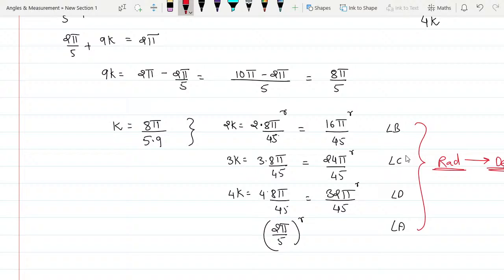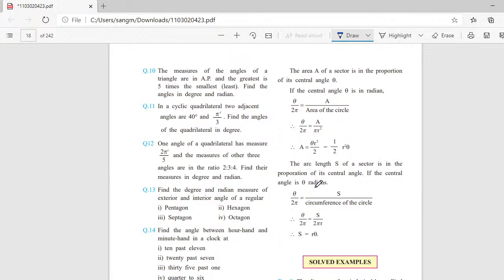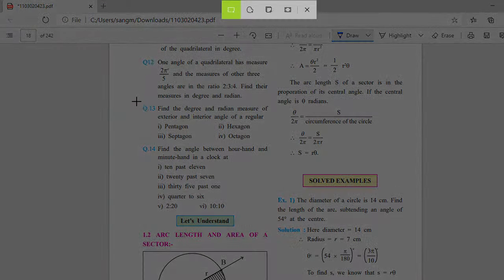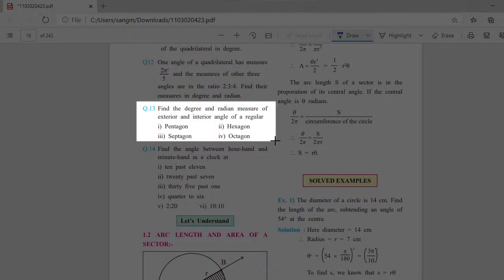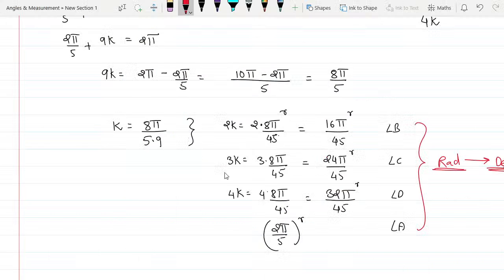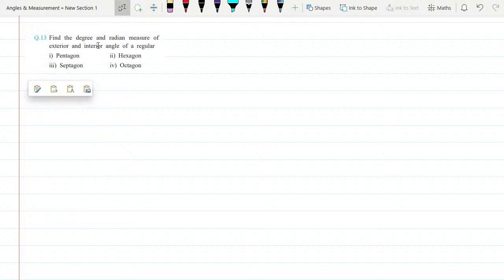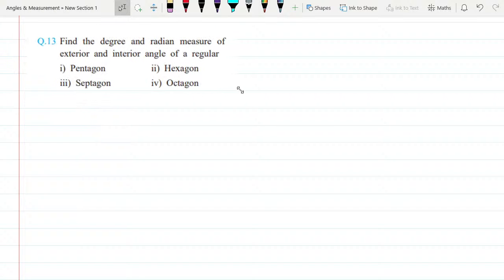Okay, great, very good. Now let's check what the next question is. Okay, so the next question is like this. Now the next questions are very important. So question number 13 we will take. Great, these are very good questions. Let's have space here.